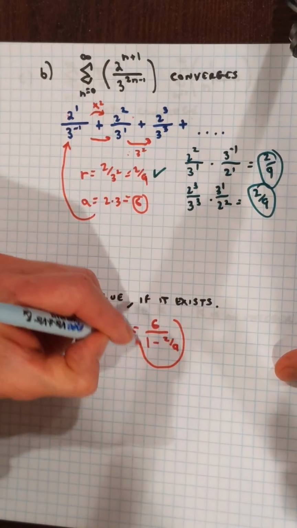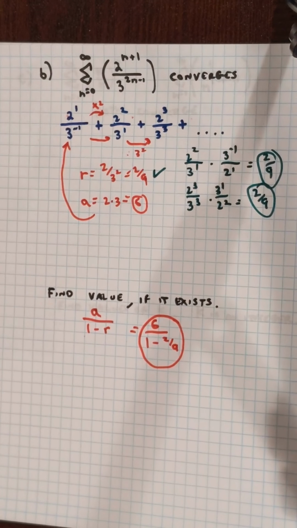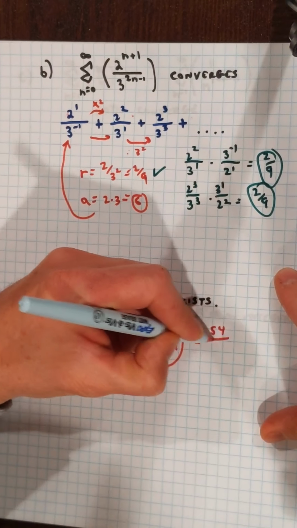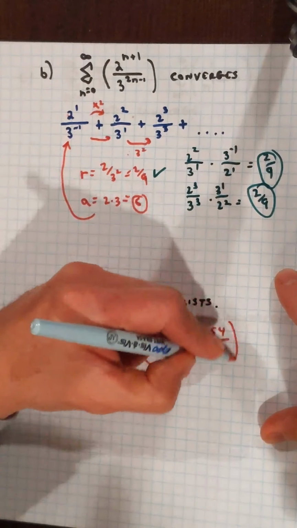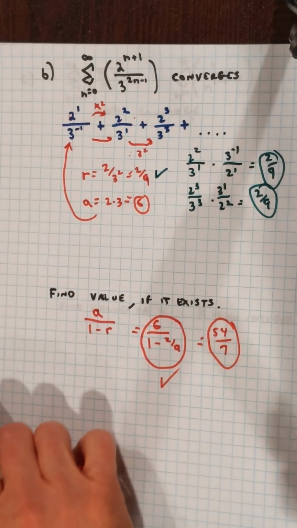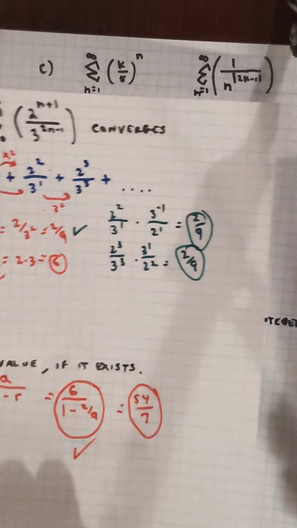Again, why would I do any arithmetic? It's going to give just as many points if you don't compute the actual answer. If you do go ahead and finish this off, you get 54 over 7. But if you're taking the risk that you make a mistake, just leave it like this. My suggestion: that's 30 seconds of your life you don't need to waste.